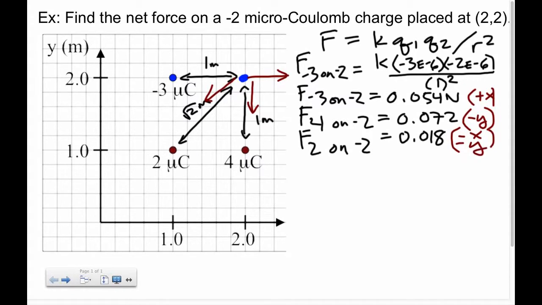Okay? The problem there is when you want to add the vectors, you're going to have to split that up into 2 parts. So let's figure out how much of that is in the x direction and how much is in the y direction.